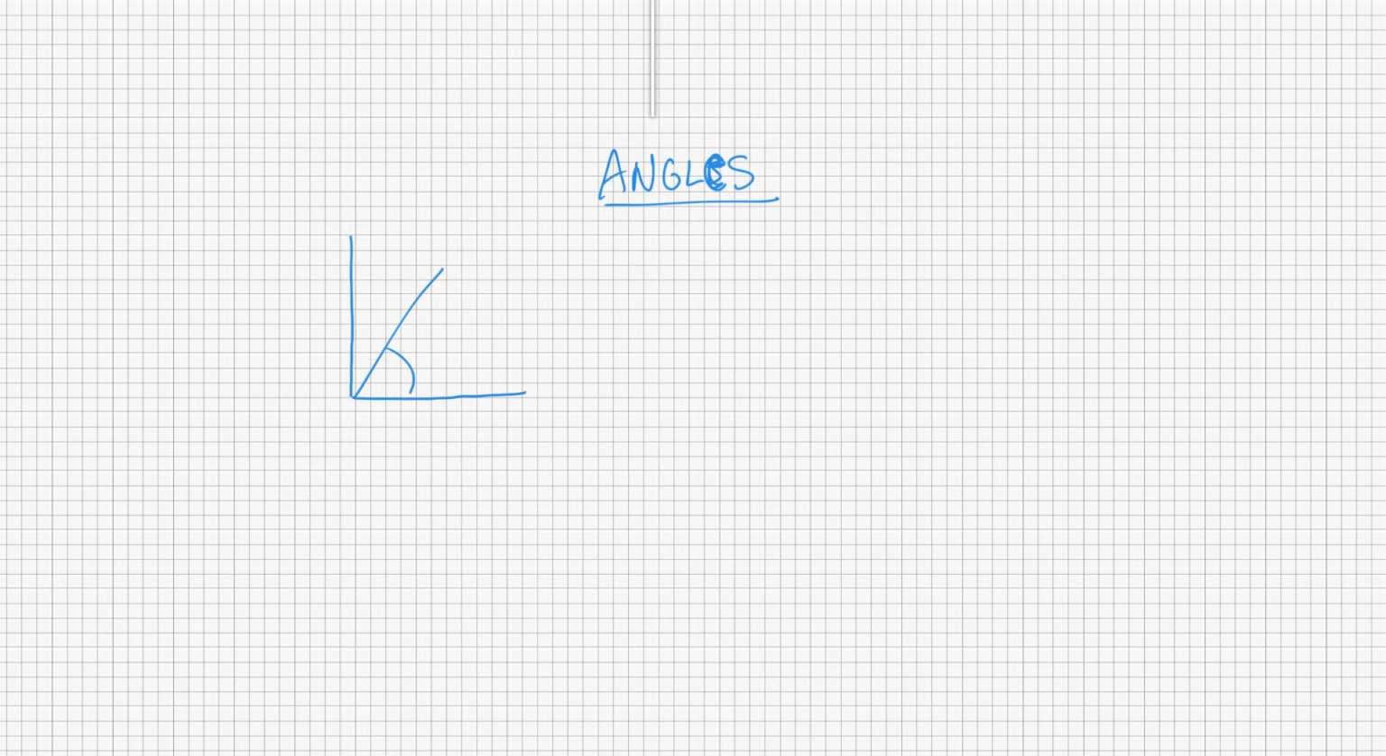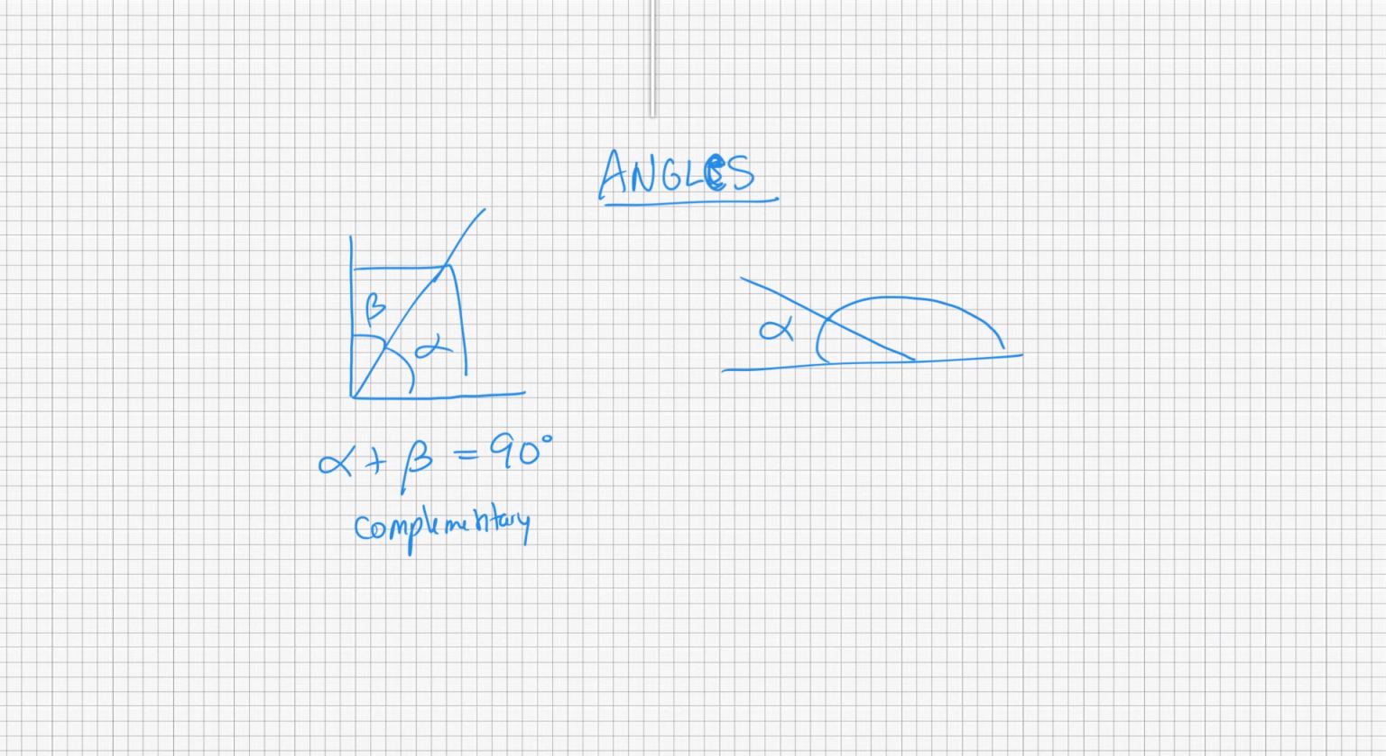Here's an angle, alpha. Here's another angle, beta. This whole combined angle is a right angle. Then alpha plus beta equals 90 degrees. These are called complementary angles, though I don't care if you know the names. The other possibility is an angle like this, where we have alpha and beta, and this is a straight line. In that case, alpha plus beta equals 180 degrees, because together they make up a straight line. These are called supplementary angles.